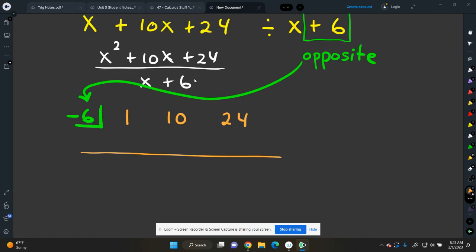We bring down the first number. You just bring it straight down. And no, it will not always be 1. I'm just giving you easy ones right now. Okay? So, once we bring down the 1, now what do we do? You multiply. And then we add. We multiply and then we add.